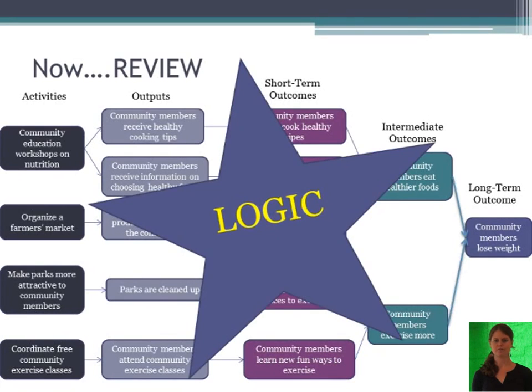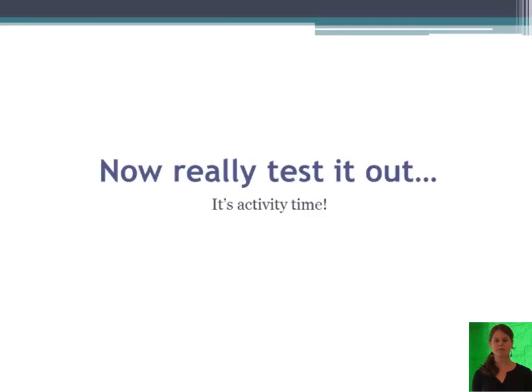Logic. Now let's really test it out. It's activity time. But first, let's quickly review. Why don't you order these steps in the way that you're going to make your logic model? Right. So when building your logic model, you'd start with the long-term outcome, put in the intermediary outcomes, then the short-term outcomes, the activity, and then the output. And don't forget to revise and review. Logic models are an art, not a science.